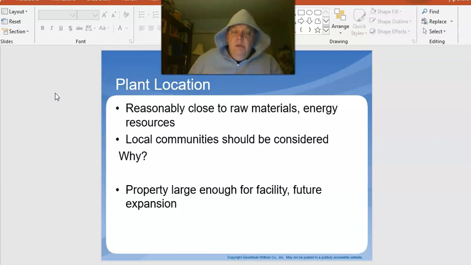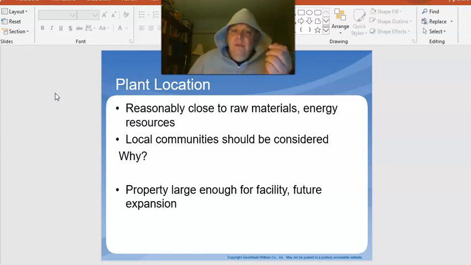So, having access to raw materials and energy resources is an important thing to look at because it's also a question of cost. If you build in an area that may be cheaper to build, but it's more expensive to bring in your energy resources and your raw materials, that might be something you would not want to consider.